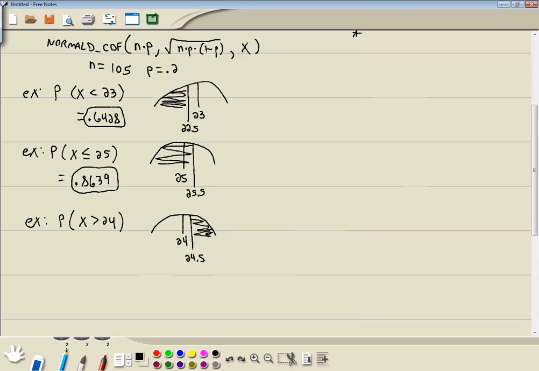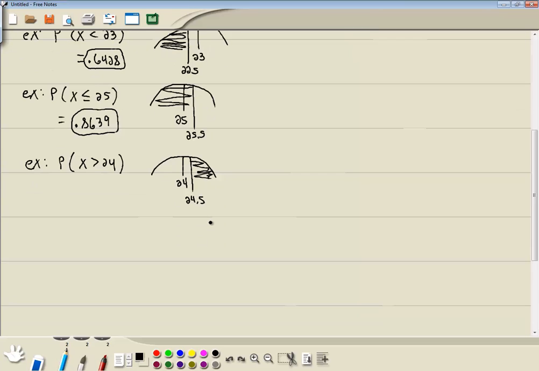Well, the HP Prime does not handle the area to the right. We're looking for the area to the left. So we're going to need to rewrite this as 1 minus, and then I'm working with a corrected value, so 24.5, and the area to the left. And it's always of this form. Whenever it's shaded to the right, you always rewrite as 1 minus the area to the left of that same value. If you think about it, 1 is the entire normal distribution. So if we subtract off the area to the left of 24.5, that'll leave us the area to the right.